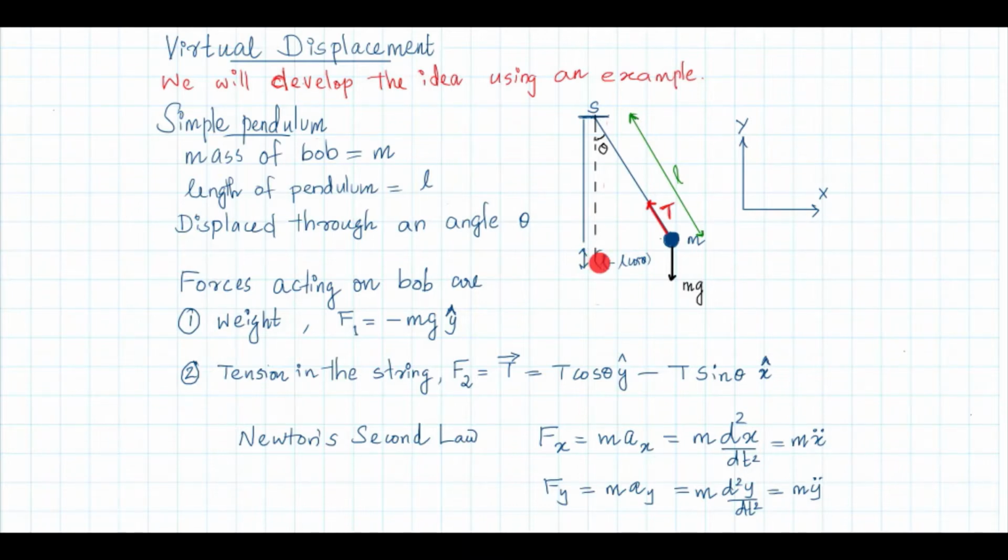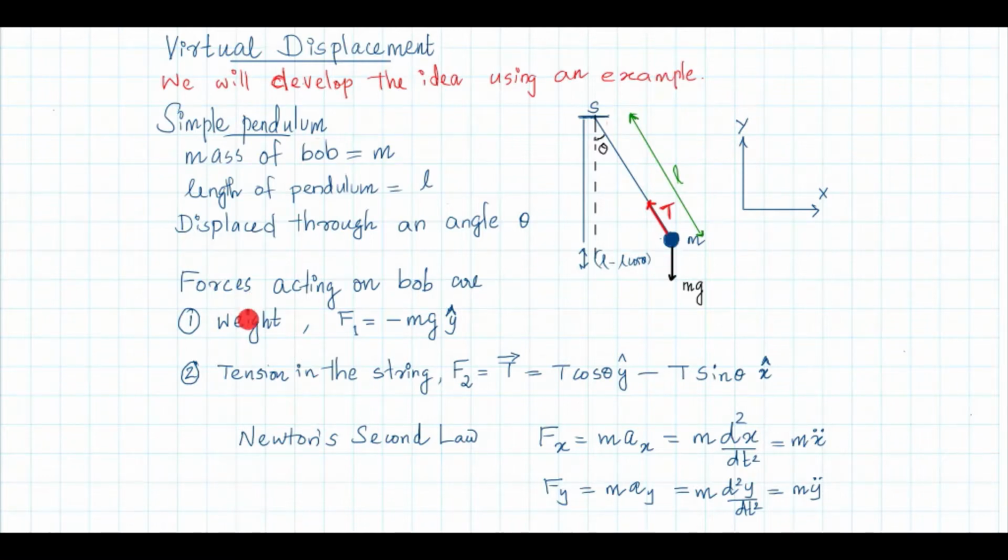Now suppose you displace the bob through an angle theta to the vertical. Then the position of the bob at a particular instant is here. At this position, we can mark the forces acting on the system. The weight of the bob acts vertically downward, represented by this black arrow, and the tension in the string is always towards the fixed point, denoted by this red arrow. These two are the forces acting on this bob at this particular point. These two forces are not opposite, so the resultant will not be zero.